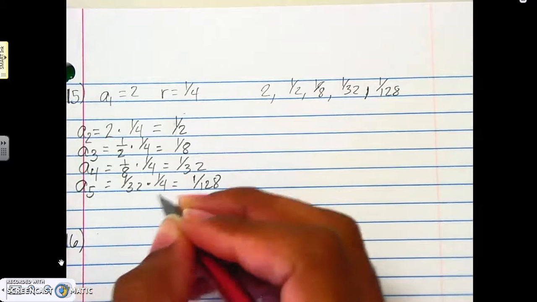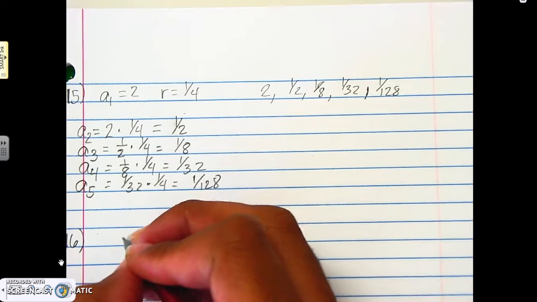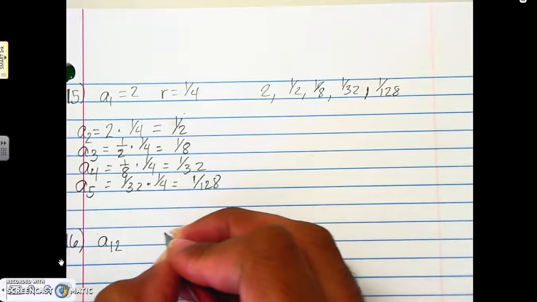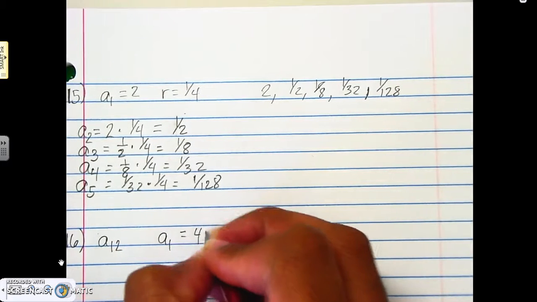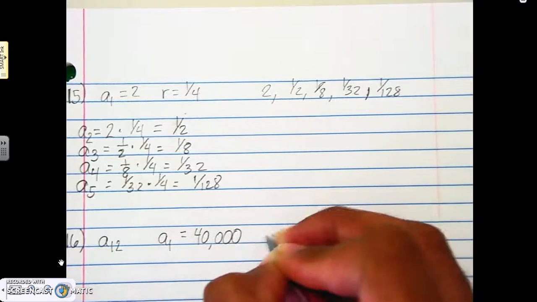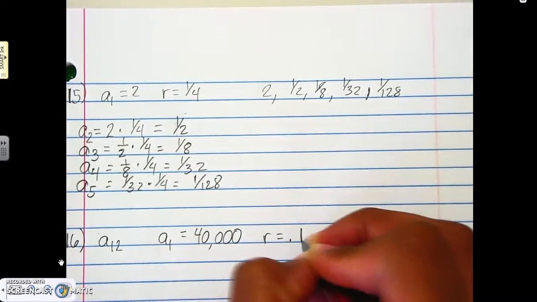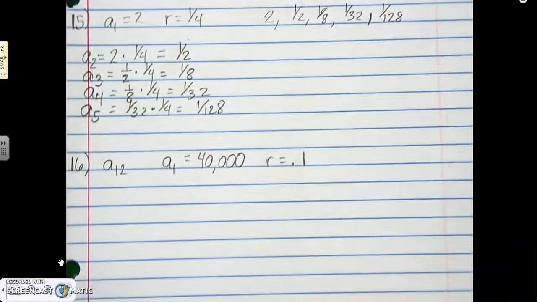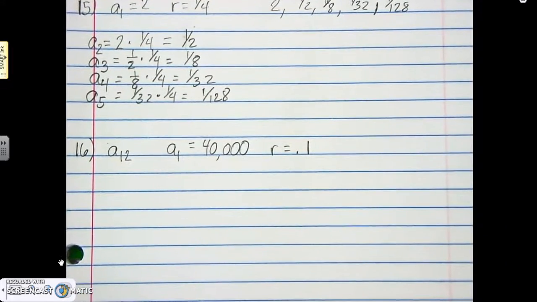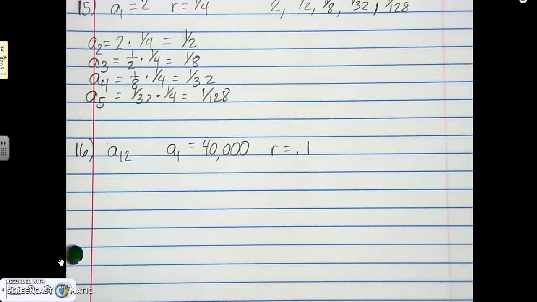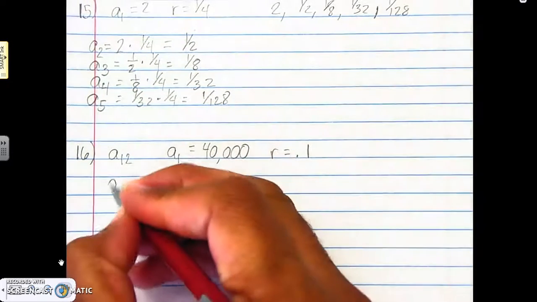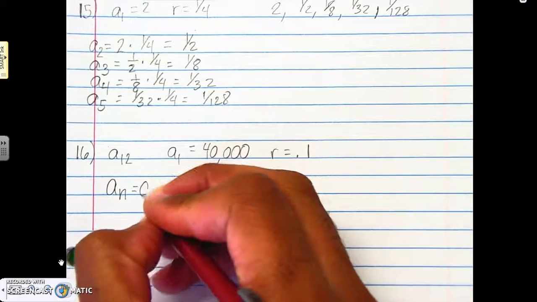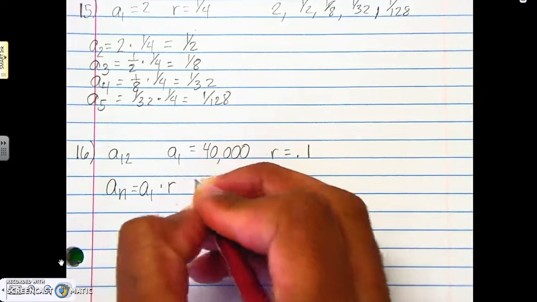Sixteen says find the indicated sum. That one says find A12, when A1 equals 40,000 and R equals 0.1. Because we have R, that means we're talking about geometric, and we have to use the geometric formulas. Here we're trying to find a specific term, so we use the formula for AN, not SN.